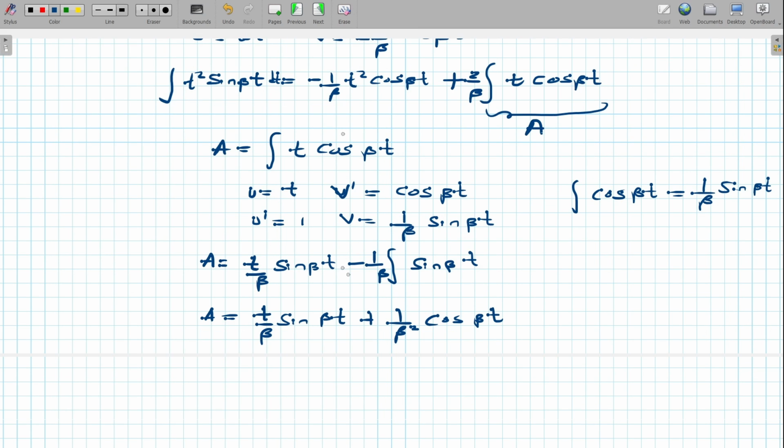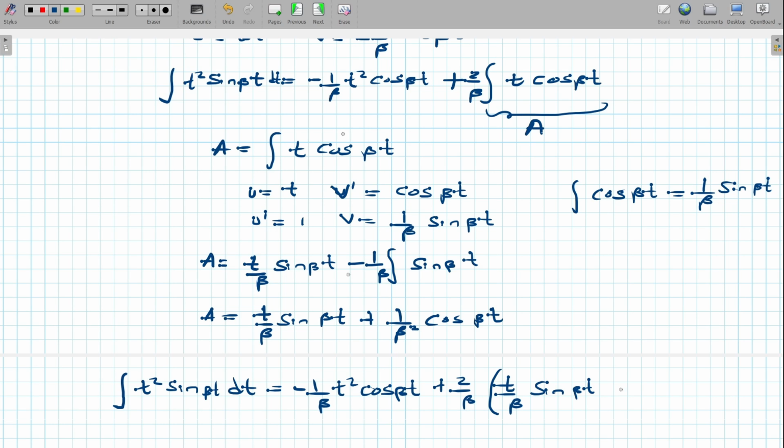Now let's inject everything into what we have here. Let me just scroll down a little bit, like so, and then let's substitute. The whole integral of t squared sine beta t dt is going to be equal to minus 1 divided by beta, and then t squared cosine beta t, and then plus 2 divided by beta multiplied by whatever a is. So a is t divided by beta, and then sine beta t, and then plus 1 divided by beta squared, and then cosine beta t.